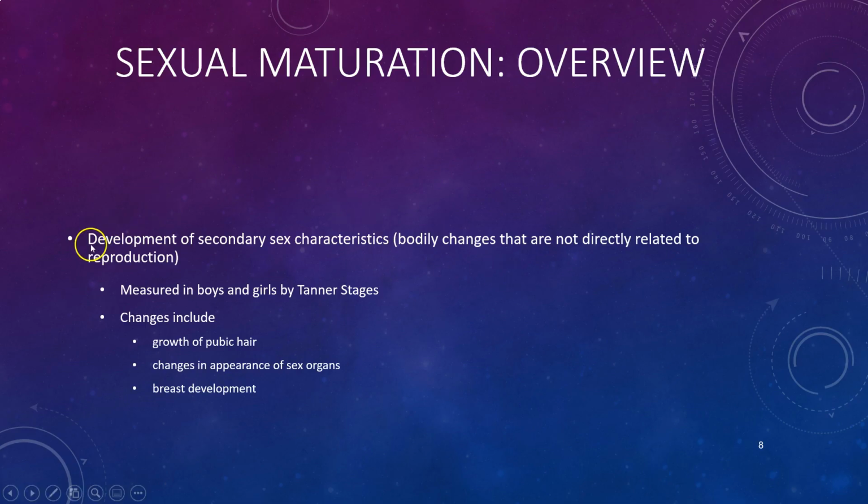Also, we see the development of secondary sexual characteristics. These are body changes that are not directly related to reproduction. We measure this in boys and girls by using what's called Tanner staging, and these changes include growth of pubic hair, changes in the appearance of sex organs, and breast development.